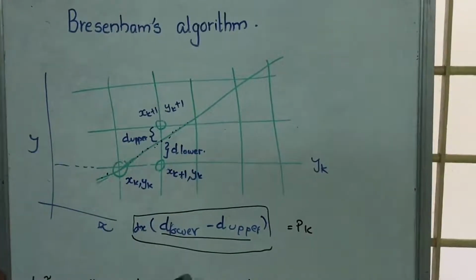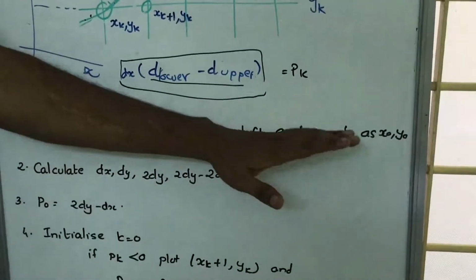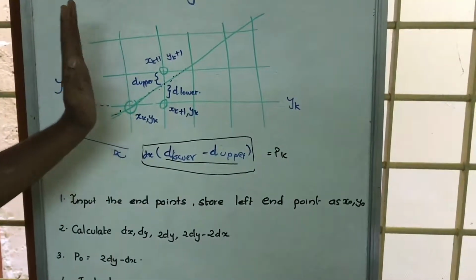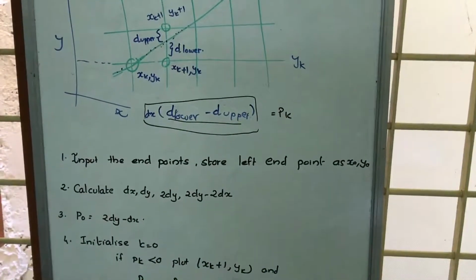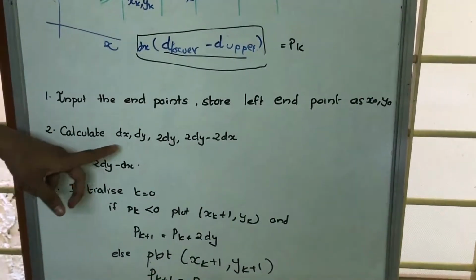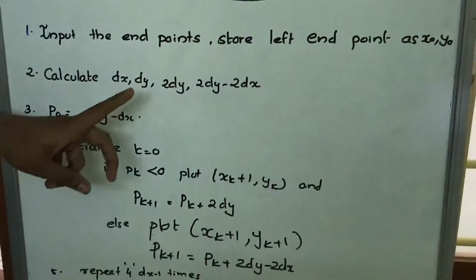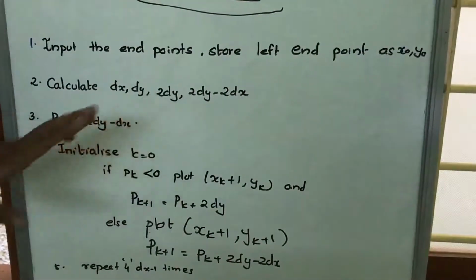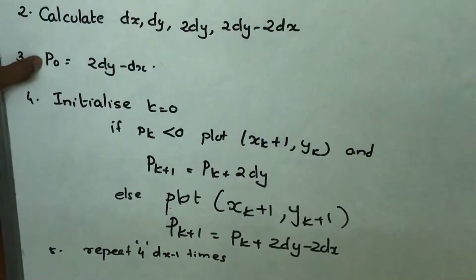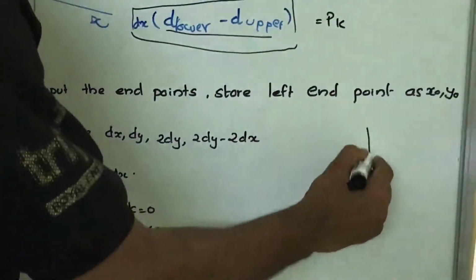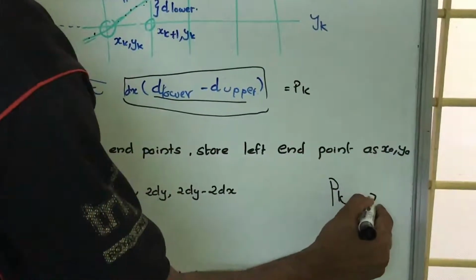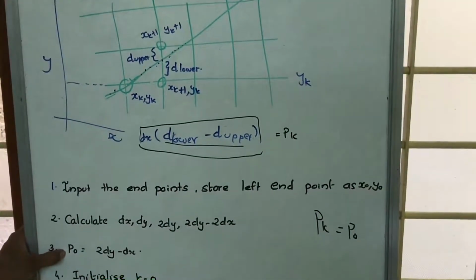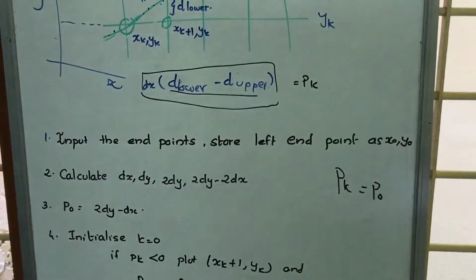So first, input the endpoints and store the left endpoint as (x0, y0). We will have two endpoints, out of which the left endpoint should be stored as (x0, y0). Then we have to calculate dx and dy: dx is x2 minus x1, dy is y2 minus y1, then 2dy, and 2dy minus 2dx. We have to calculate all those things. Then we have the value pk. The initial value of pk is p0, because k is initially 0. So the first value, p0, is 2dy minus dx.